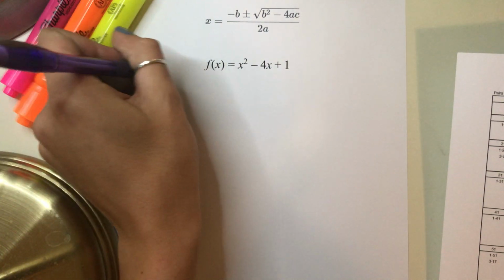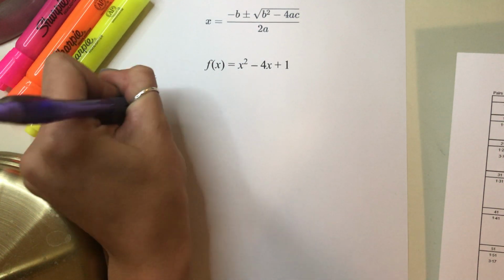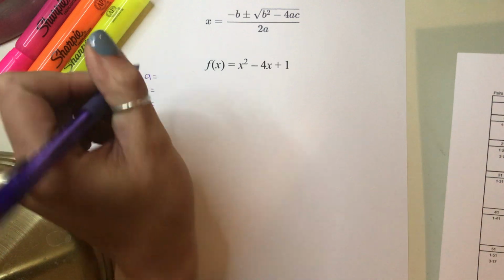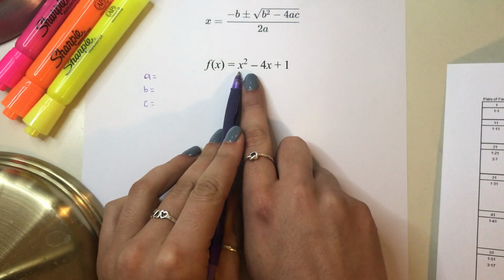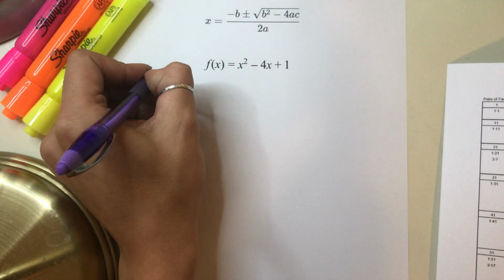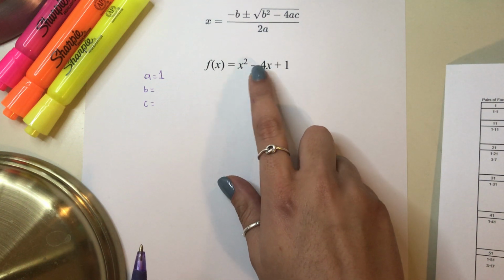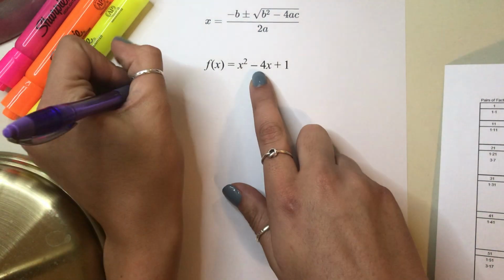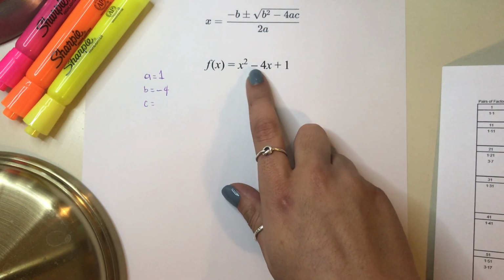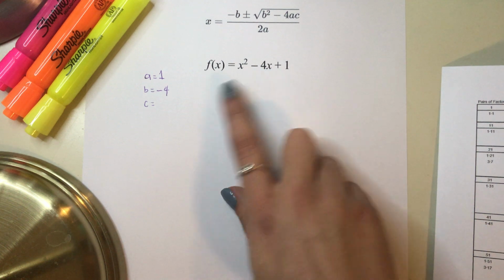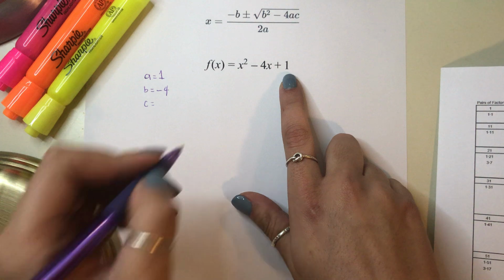The first thing that I want to do when I start a problem like this is identify A, B, and C. Now, A is the number in front of x squared. When there's no number in front of x squared, it's 1. B is the number next to x, and it's -4. A common mistake I've seen is that we're neglecting the negative. So we need to remember to include the sign. And then C here is the last number at the end, and it's just 1.